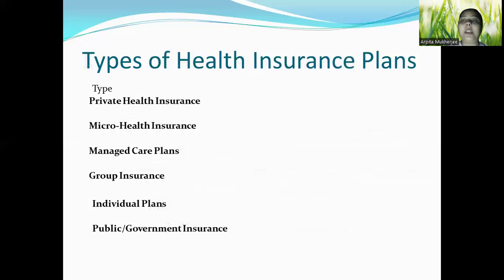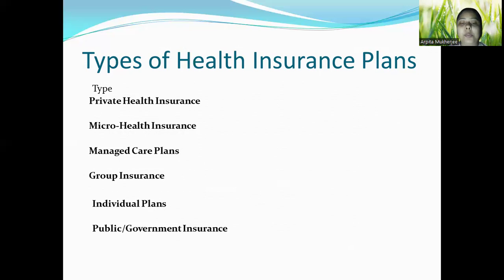So next, the types of health insurance plans. In India, we can see different types of health insurance plans, which include private health insurance, provided by private companies, for example employer-sponsored plans. Next is micro health insurance, where low-cost policies for rural or low-income populations are mostly taken into care.